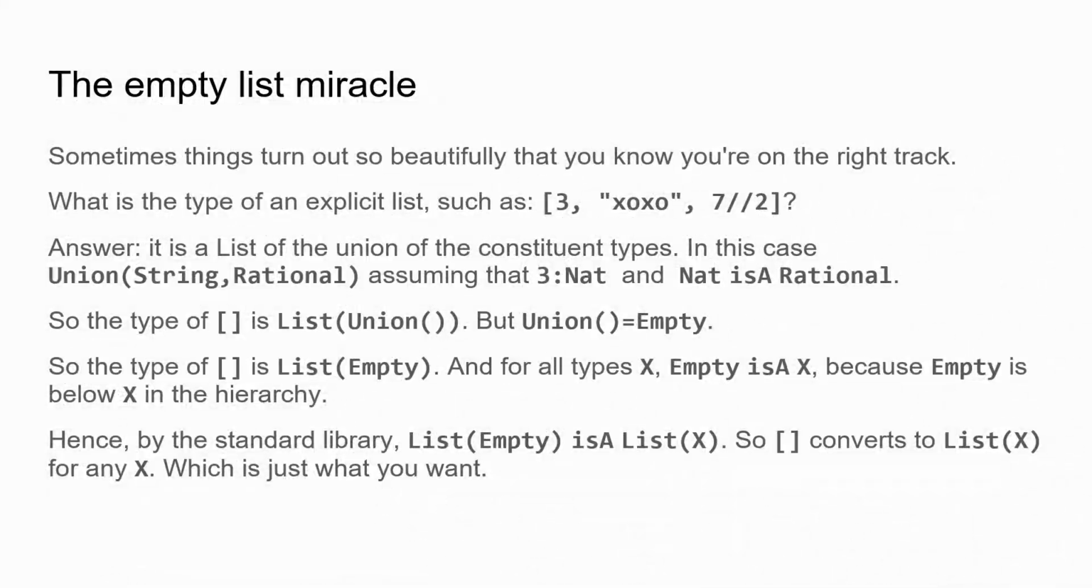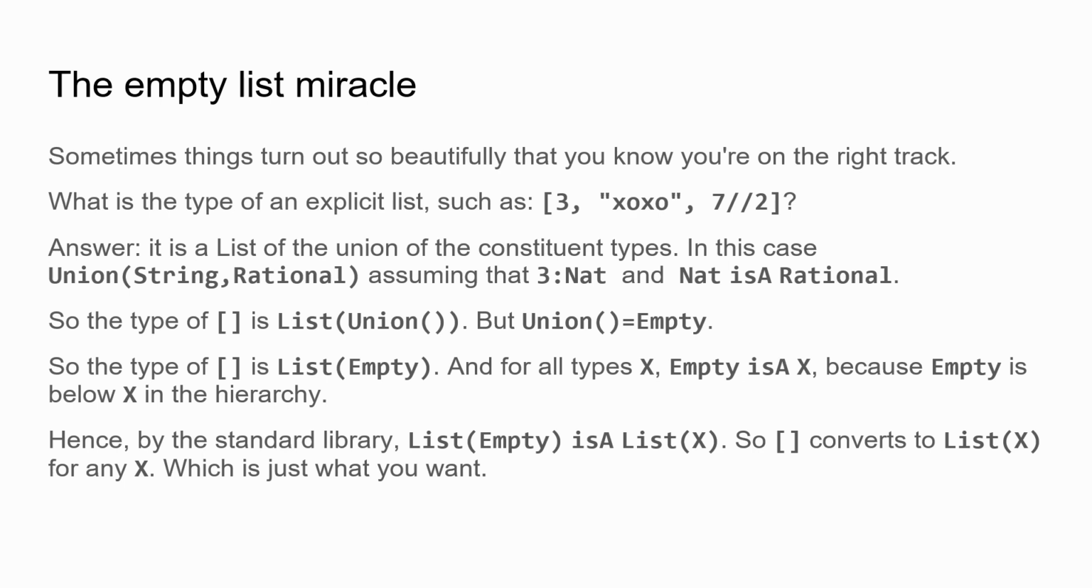Okay, now for the miracle, the empty list miracle. Sometimes things turn out so beautifully that you know you're on the right track. So let's consider an explicit list: 3, the string XOXO and the rational number 7 over 2. What is the type of that? Well, the answer is it's a list of the union of the constituent types.